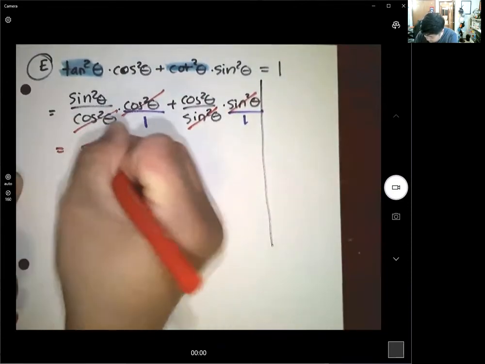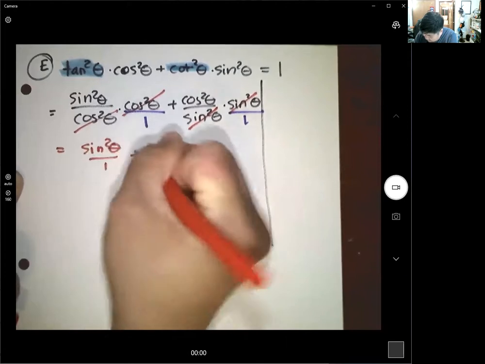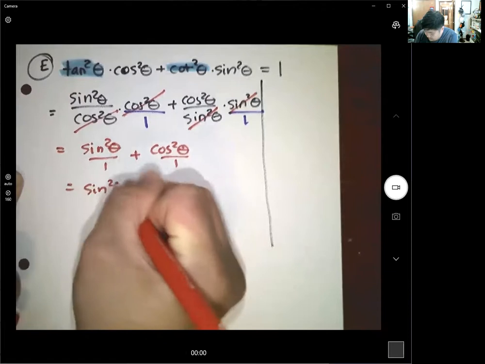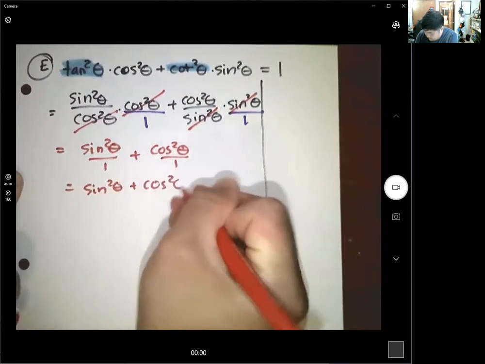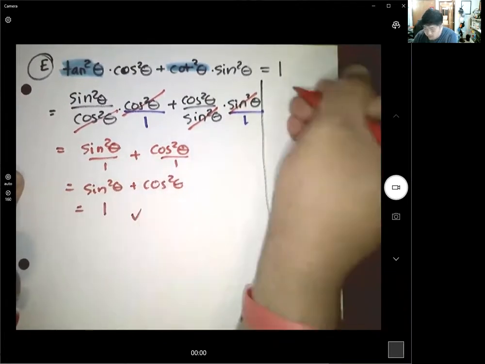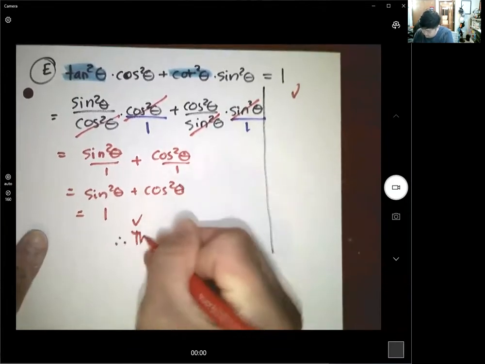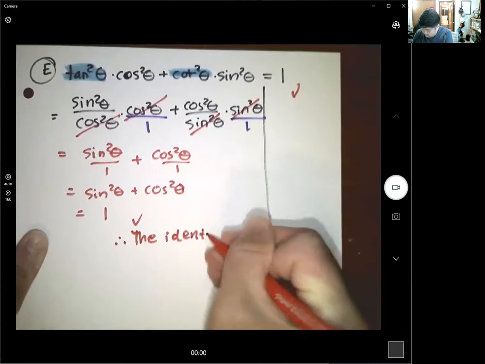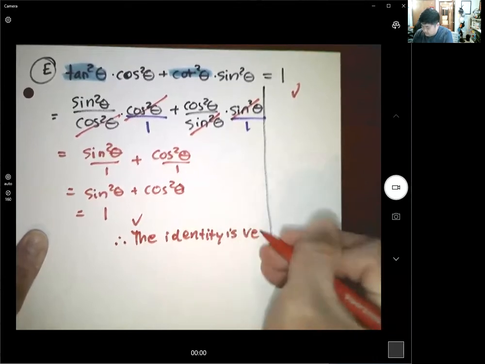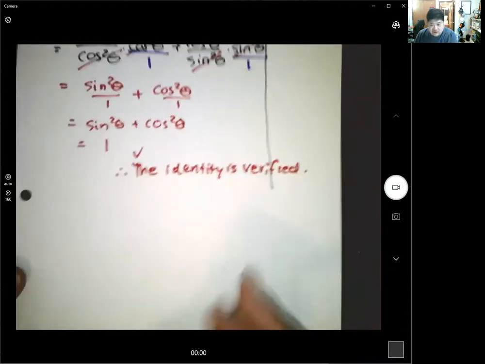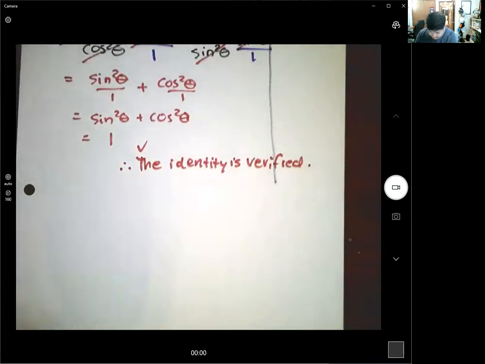So we have sine squared theta over 1 plus cosine squared theta over 1, or just sine squared theta plus cosine squared theta. And we know that's a Pythagorean identity, and it is equal to 1. So therefore, the identity is verified. All right, so I hope that you enjoyed that one. All right, let's try problem F.